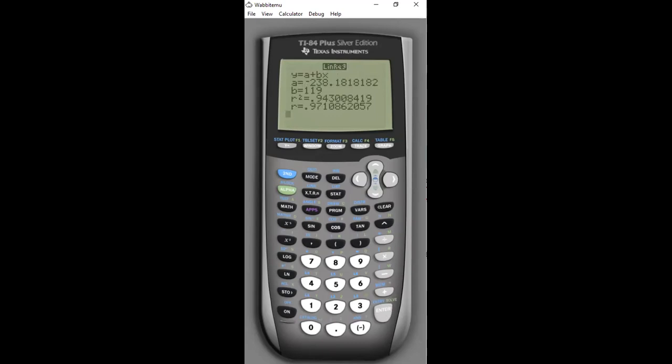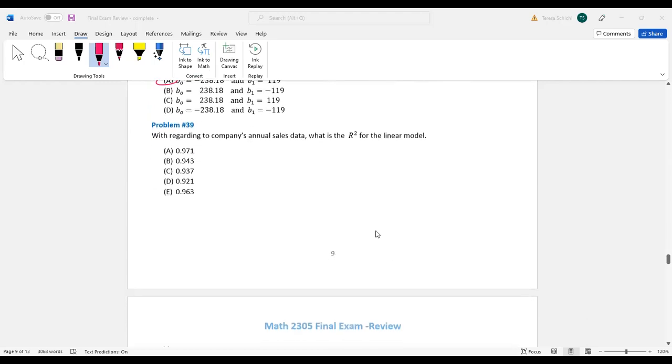Wow, now they give us more information. So what is the R square they give us? 0.943. So this is R square. The R they gave us is 0.971. Remember, R square is the coefficient of determination. Okay, let's go back to the final exam to see what answers we have here. Regarding the data, the R square is what?